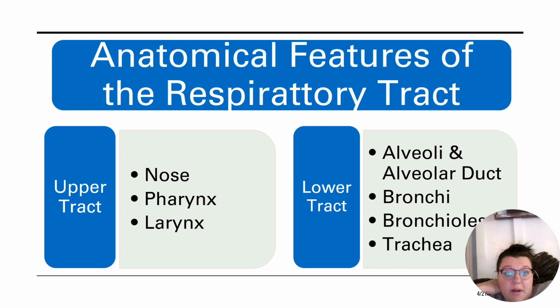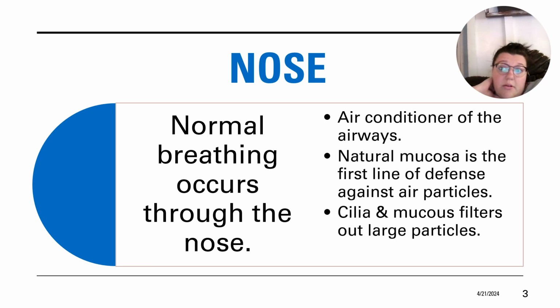So first, we're going to talk about those anatomical features of the respiratory tract. Our upper tract contains our nose, pharynx, and larynx. And then our lower tract contains our alveoli and those alveolar ducts, bronchi, our bronchioles, and our trachea. So we'll go into a little detail about these. First up, we're going to talk about our nose.